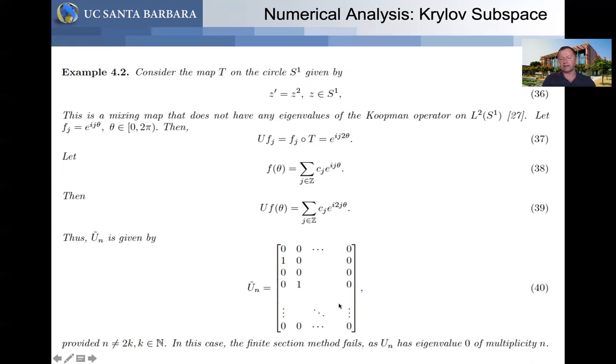The only eigenvalues that any finite section of the system has are 0 eigenvalues. On the other hand, this is a measure preserving system, and so its spectrum is on the unit circle. In fact, it's the whole unit circle. And so the finite section method will certainly fail here, although it's going to produce some spurious eigenvalues at 0.